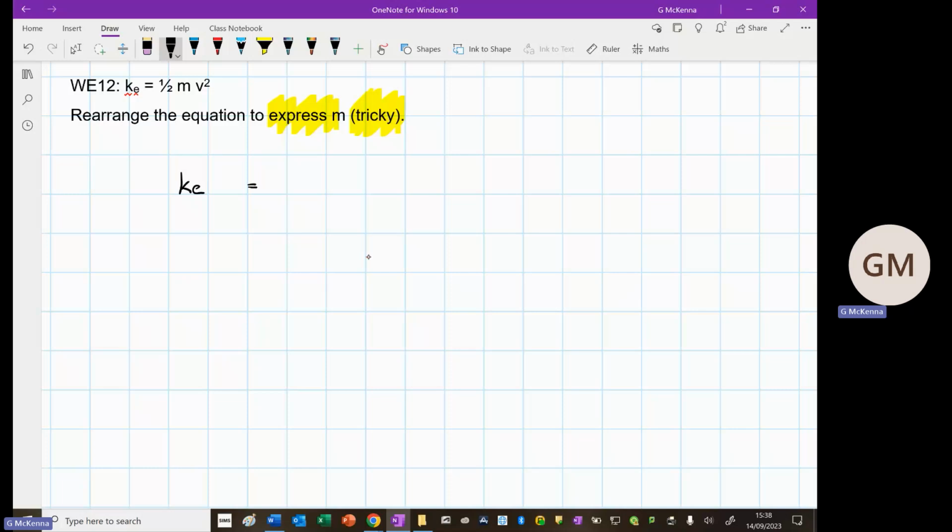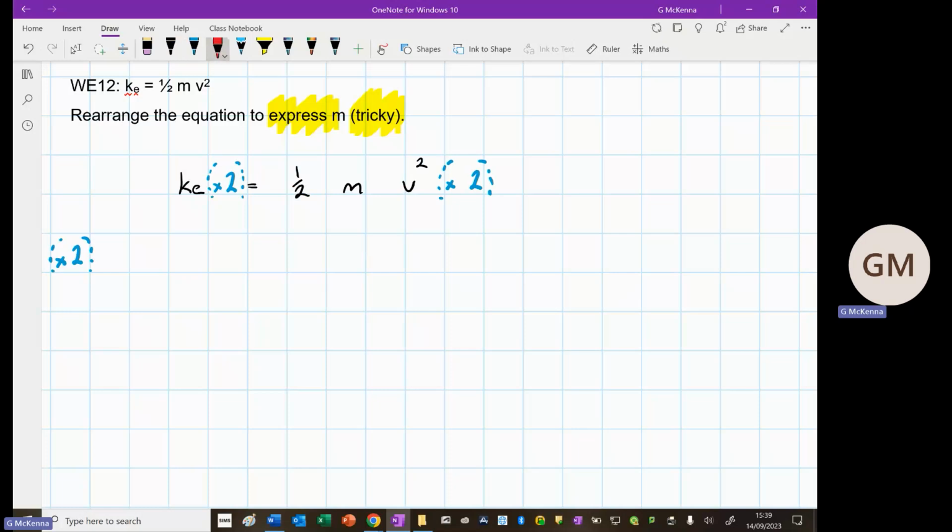So KE is a half m v squared. The first variable I think is useful to eliminate is this half on the right hand side. And the easiest thing to do to the entire equation to get rid of that half is to multiply both sides of the equation by 2. That means if I come to the left hand side, I can just multiply it by 2. And of course I have to then multiply the right hand side by 2 as well.